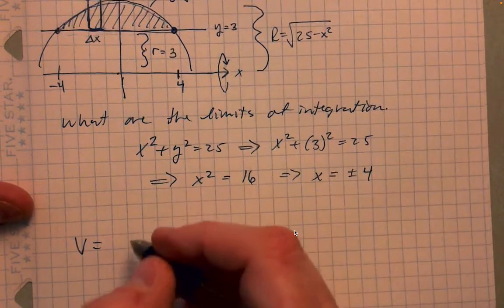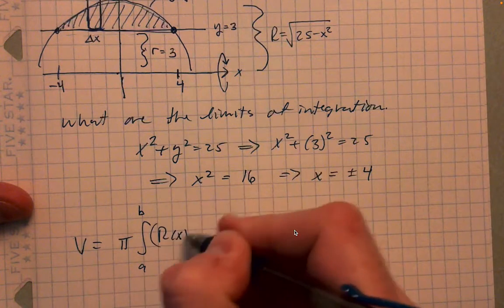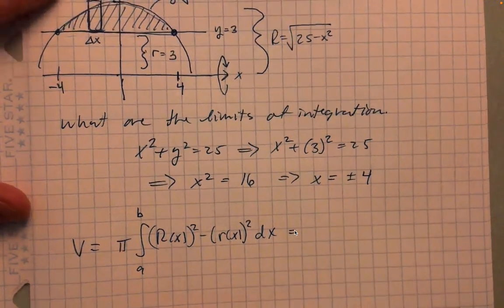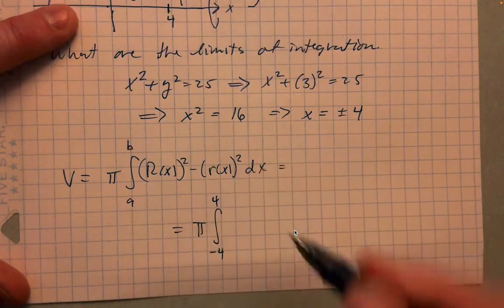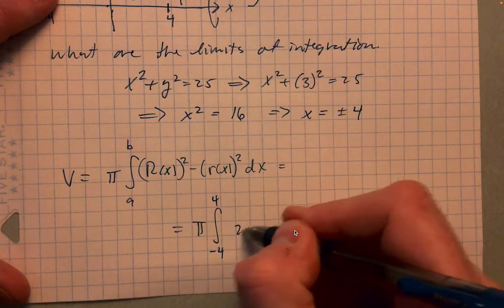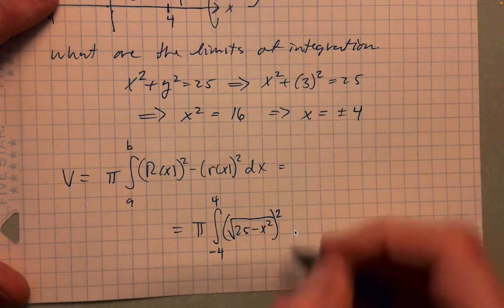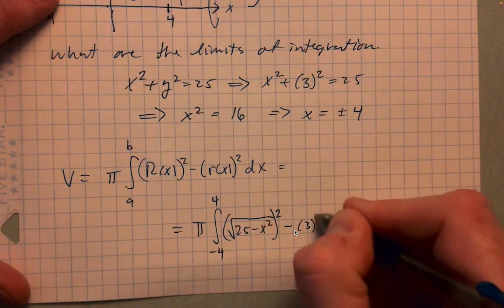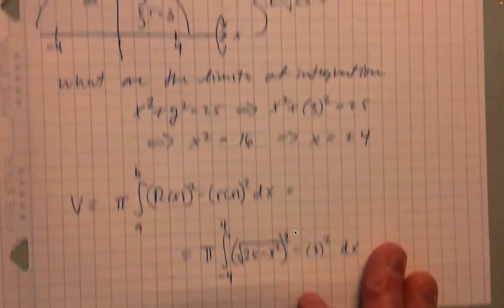So the volume will just be equal to pi. Again, writing the formula, a to b, it's big R of x squared minus little r of x squared dx. Okay, so plugging in our actual values, negative 4 to positive 4. Okay, and then our outer radius is the square root of 25 minus x squared, and we want to square it, minus our inner radius, which is 3. Okay, and then it's all integrated with respect to x. All right, so that's the setup here.